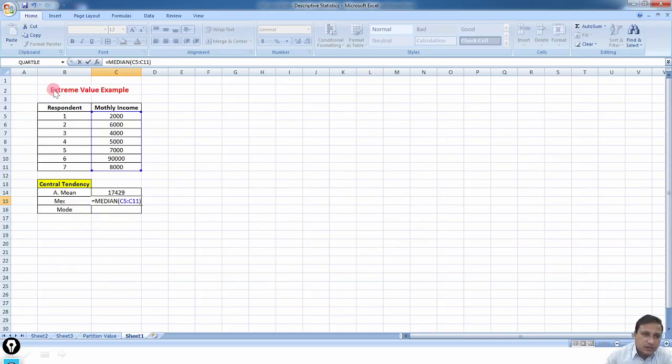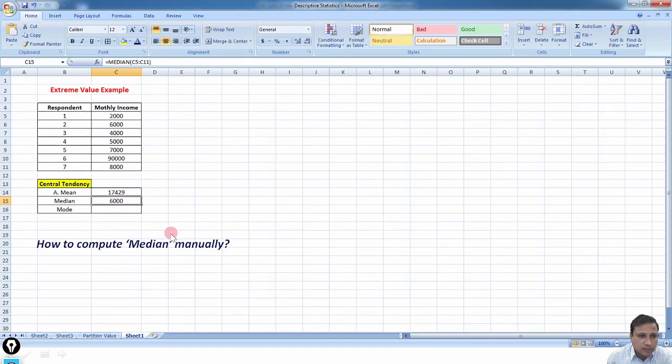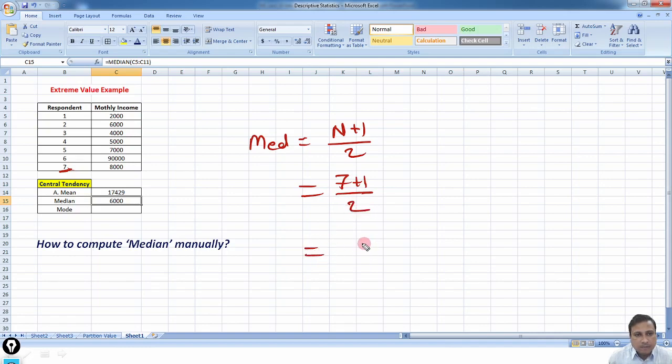So again here, if you have extreme values and I compute the median, what would be the median? 6,000 rupees. Fine, 6,000 rupees. How to compute the median manually? Simply, median is equal to the size of (n plus 1) divided by 2 item. What is n? The number of observations is 7. So 7 plus 1 divided by 2, then 8 divided by 2, then it would be the fourth item.